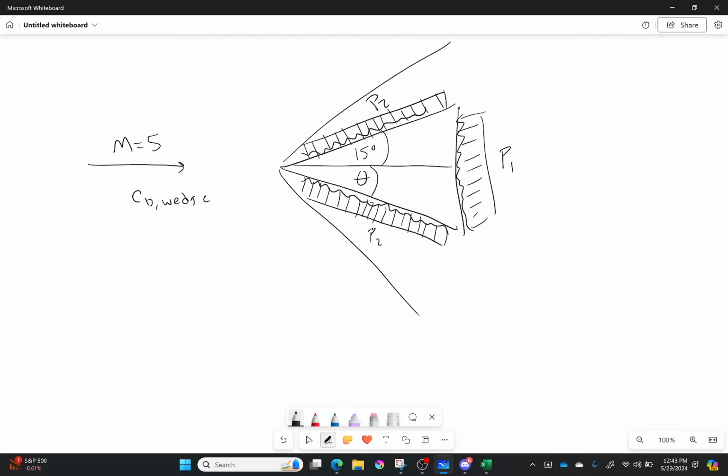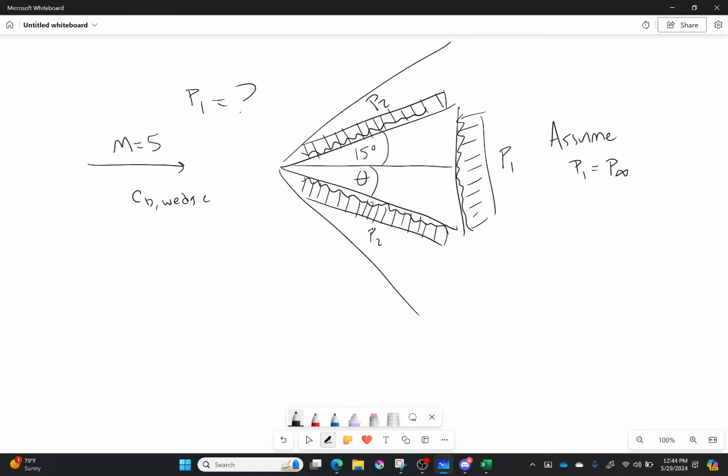And just so we can do this, we're going to make an assumption. We're going to assume that P1 is equal to our free stream static pressure, okay? That'll make things a lot easier on me because I already know what P1 is over here. I can do everything with that. What is P1? I don't actually need to know it, surprisingly enough, to solve this problem. It is completely irrelevant.